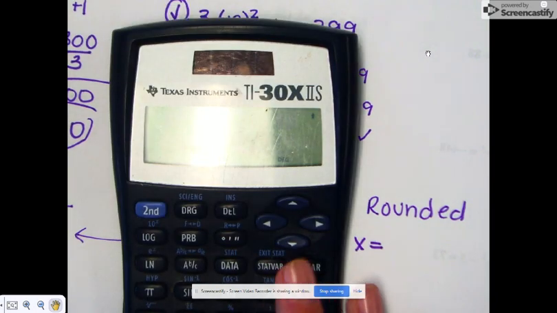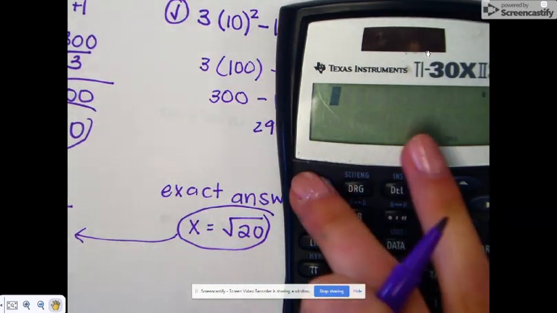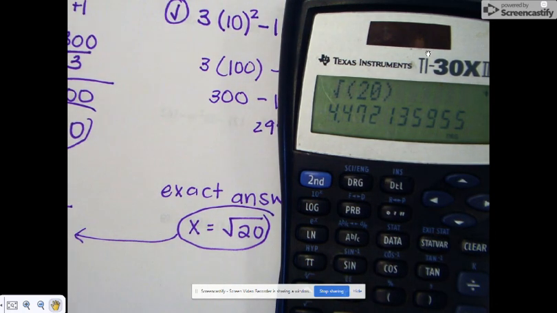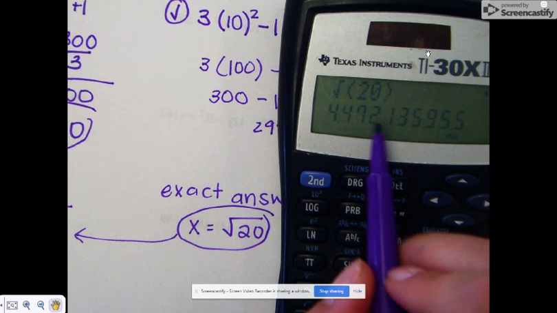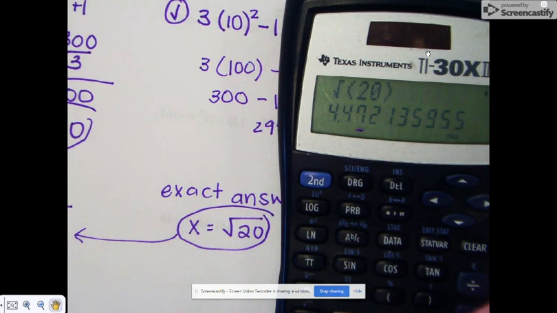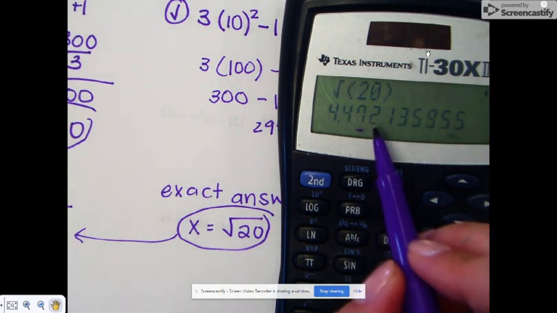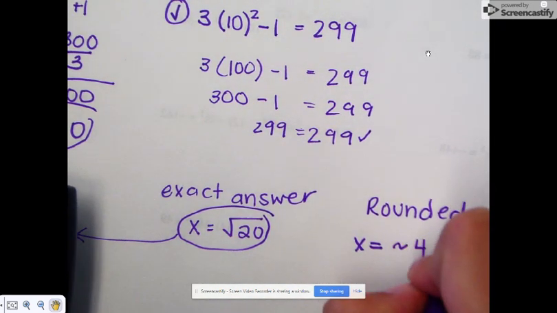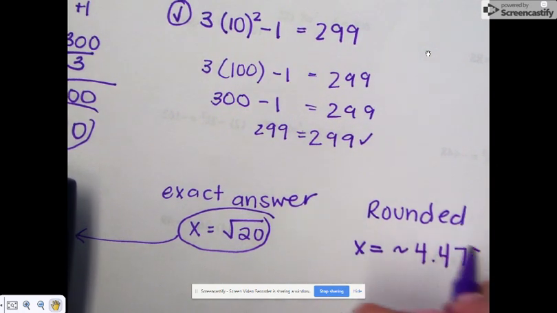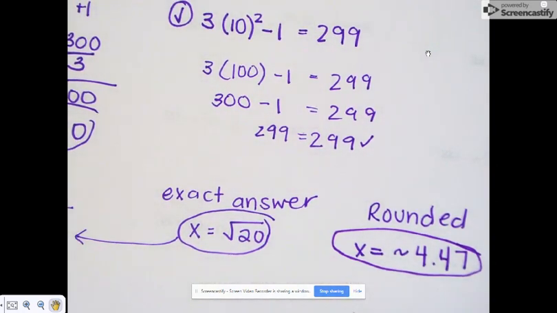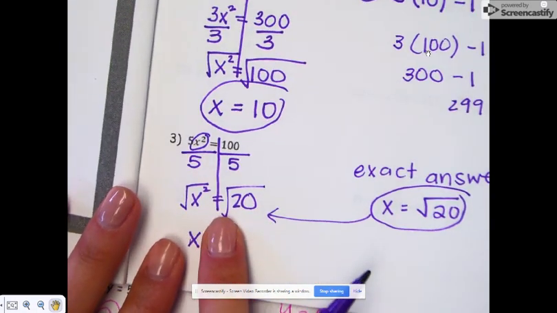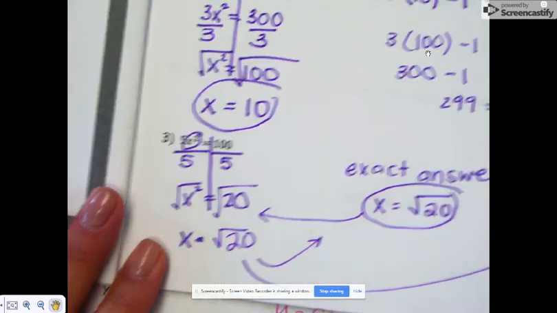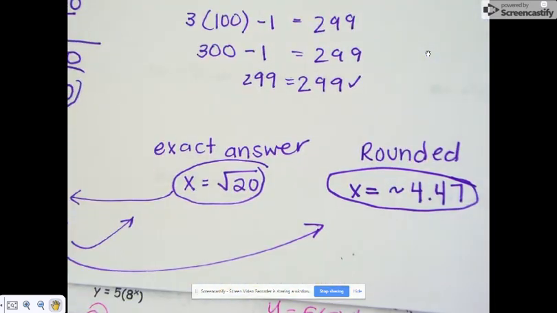If you use your calculator and do square root of 20, you get this big long number. It might say round to the nearest hundredth. In this case, the hundredth place is the 7. I'm going to look at the 2 to tell me what to do with the 7. 2 is below 5, so I'm going to leave the 7. The rounded answer is about 4.47. So if it asks you for the exact, just leave it as the square root of 20. If it asks for the rounded, actually do it in your calculator.